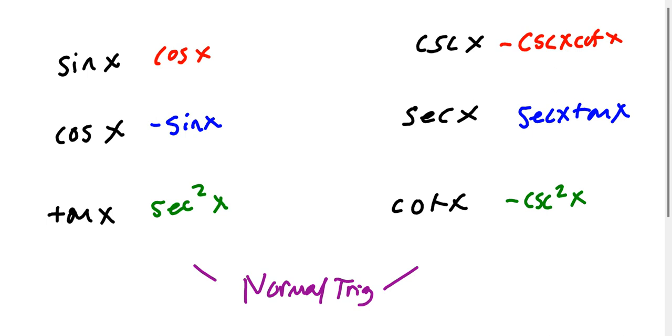Now, the placement of these other three is because sine of x is the reciprocal of cosine x, and the other way around, of course, and the same for all those other functions. So these are the basics. These are like the very easy ones. So cosecant x is negative cosecant x cotangent x. Secant x is secant x tangent x, and cotangent x is negative cosecant squared x. So that is it for the trig functions, the normal ones.